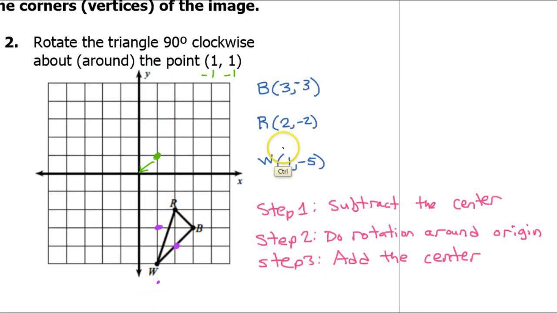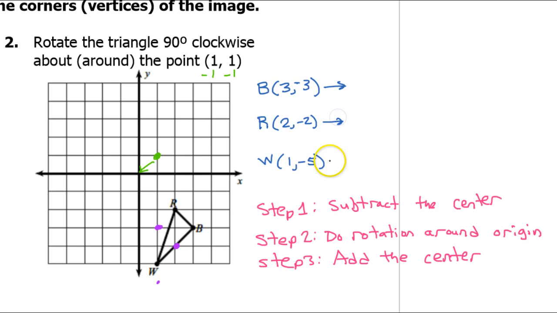So these are the original 3 points, B, R, and W. I've written down their coordinates. So these are the 3 steps that I'm going to do. Step 1, I'm going to subtract the center. That's what I was describing. In order to turn this point into the origin, I would have to subtract 1 from both coordinates. So I'm going to do that to all of these points and see what I get. So let's do that now.